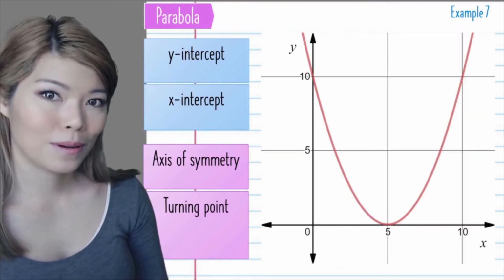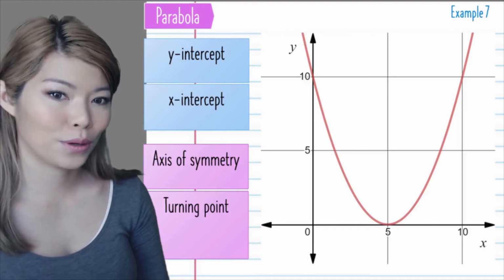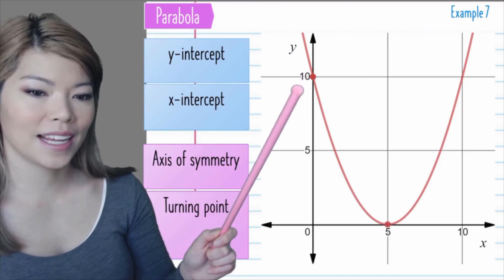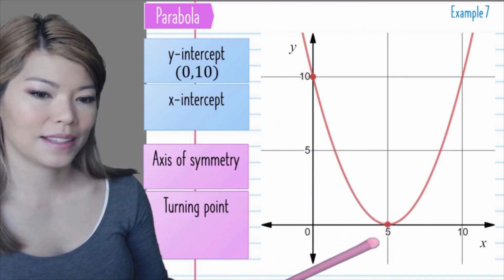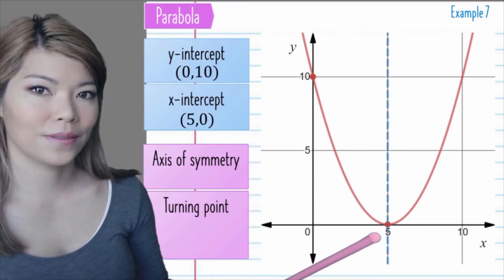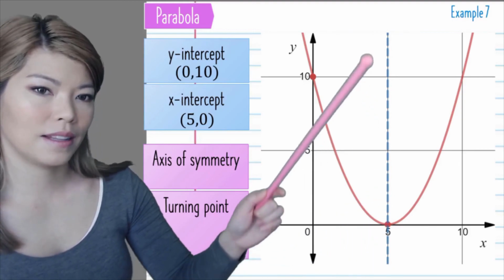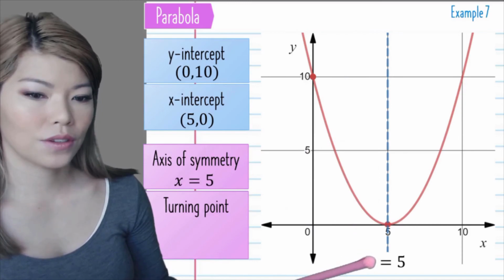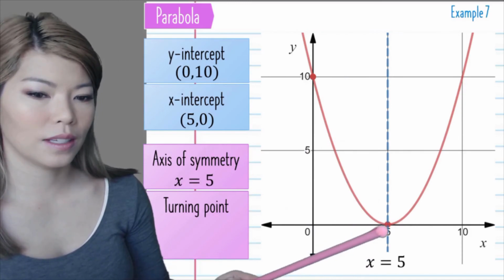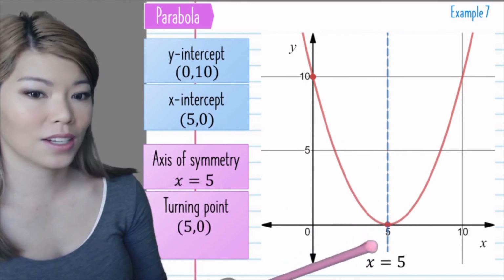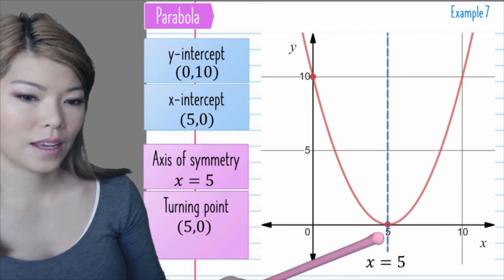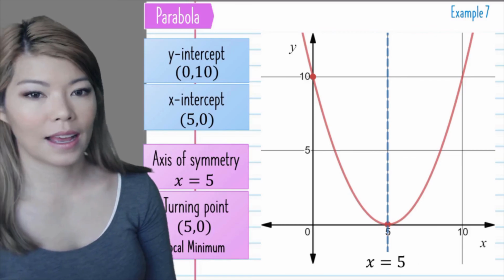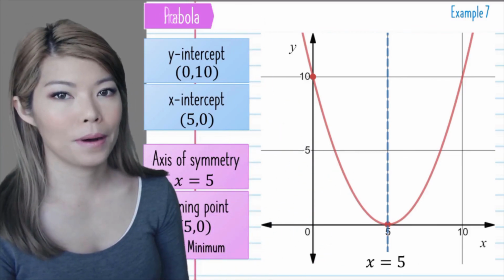Last example, again, pause the video and give it a go and unpause to see solutions. So the y-intercept is here, 0, 10. The x-intercept is here, 5, 0. And it happens to be the same point where the axis of symmetry goes through, x equals 5. And also it happens to be the same as the turning point, 5, 0. And this turning point is described to be a local minimum. And the graph is said to be positive.